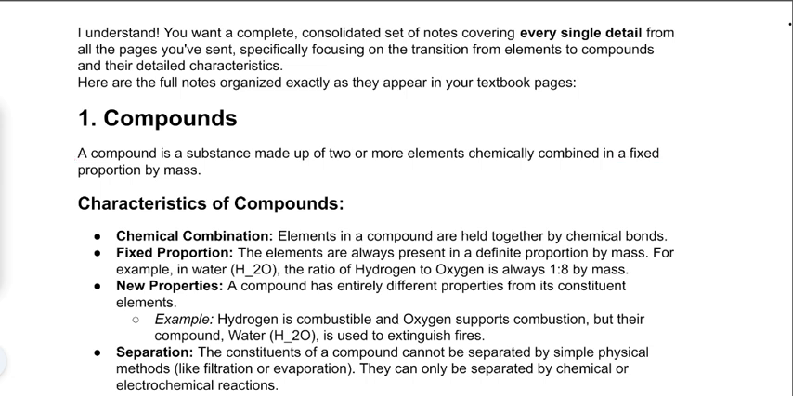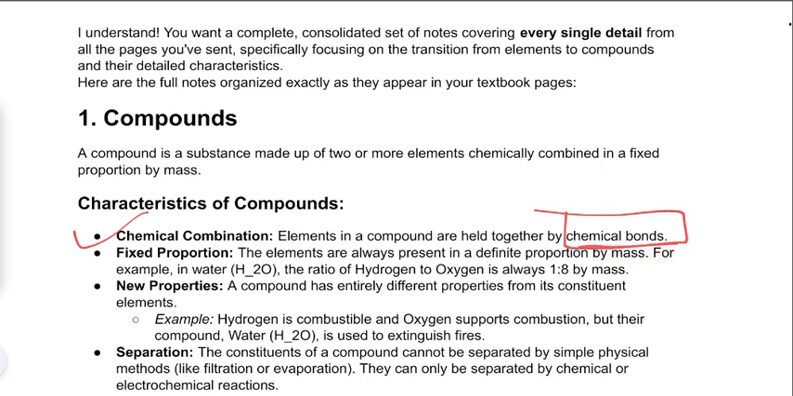Okay. See, now we are coming to the characteristics of a compound. Chemical combination. Elements in a compound are held together by chemical bonds. Okay, they are always held together by chemical bonds. Right now you will not learn about chemical bonds and so on. You will learn in higher classes, but for now you should just remember this term, chemical bonds, so that you can use it properly in the definition.